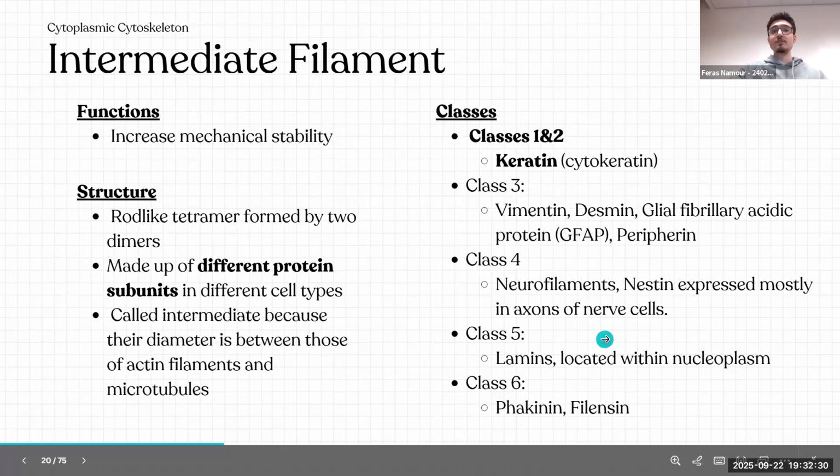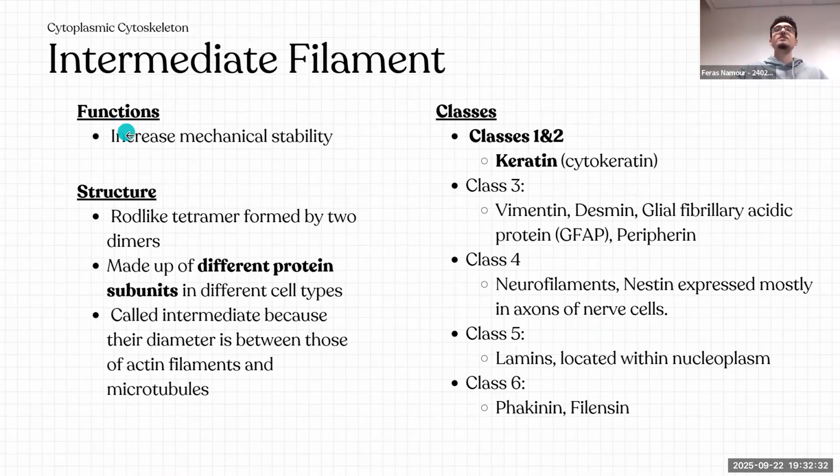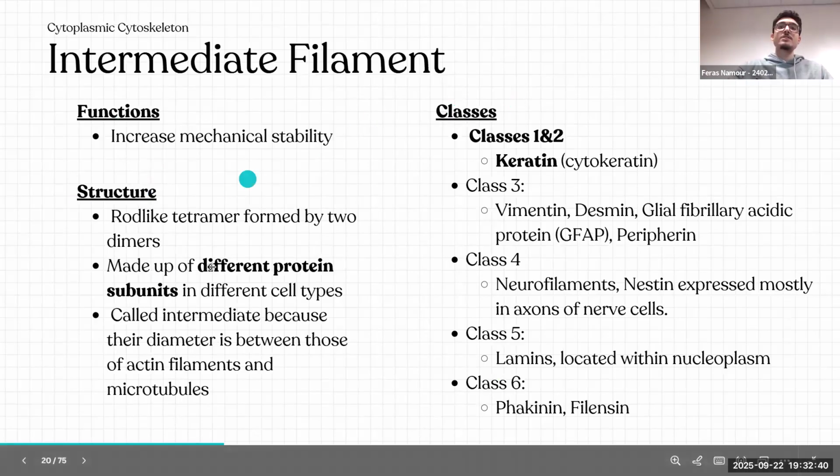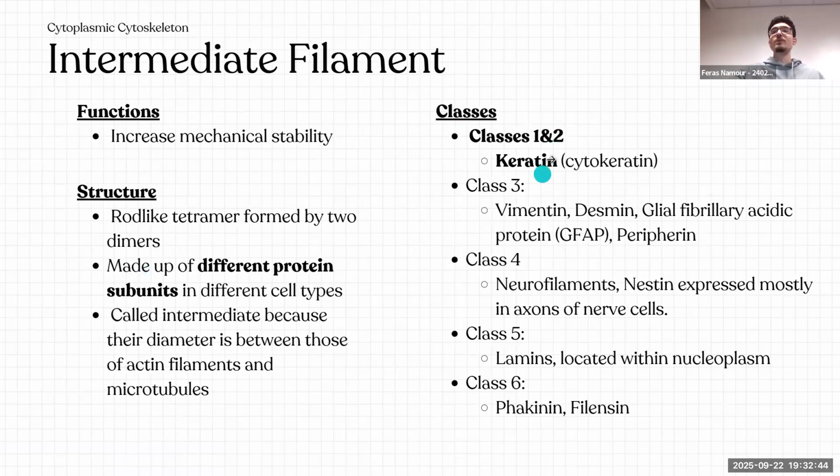But in general, its main function is to increase mechanical stability anywhere it is found inside the cell. All of these different classes are made out of different proteins. We have class 1 and 2 keratin, class 3 vimentin, class 4 neurofilaments, nestin, and so on. So it's not confined to a single type of protein. Do you need to memorize all of this? Not really. What you should know is class 1 and 2 keratin for now.